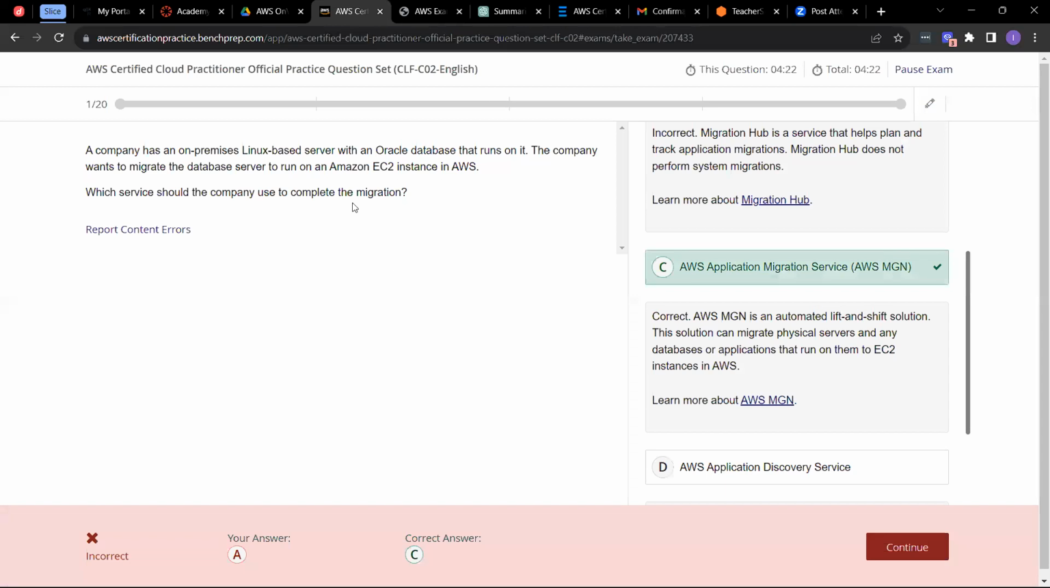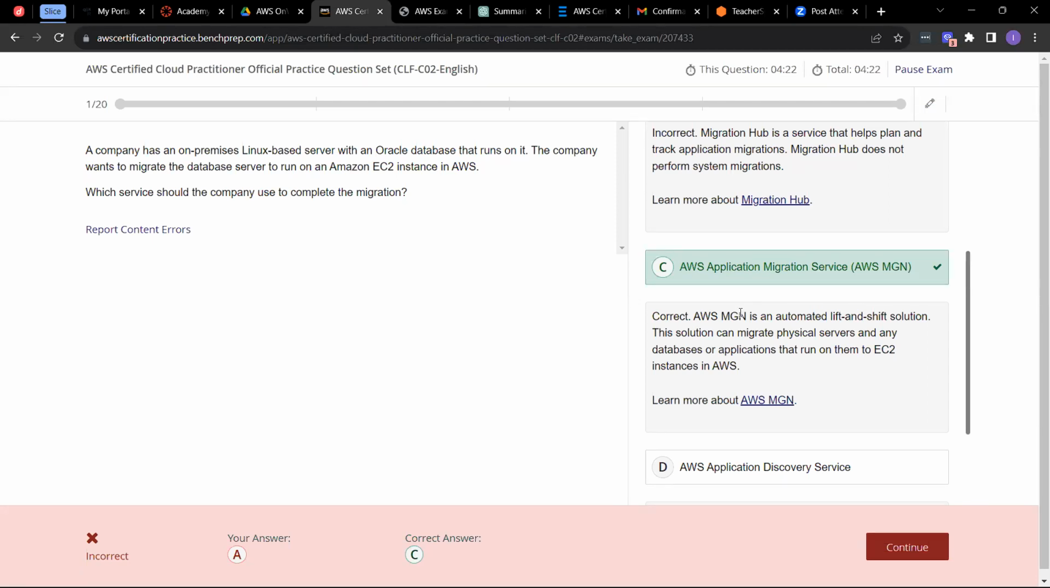Okay, so let's look at this. There is a Linux-based server here, and there is an Oracle database. So these are two things. Now, there is a type of migration model in AWS called lift and shift. You are taking a whole application from the server, together with the database hosted on that server, to the cloud. So it is no longer just a database; it's a server and its database, like an application.